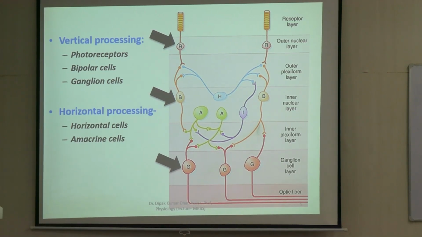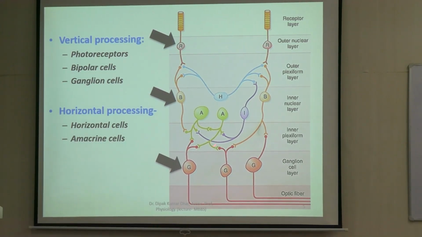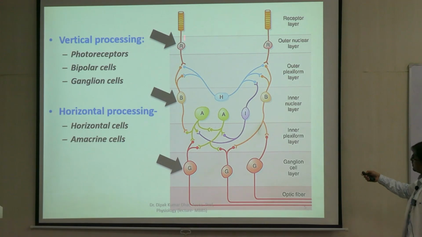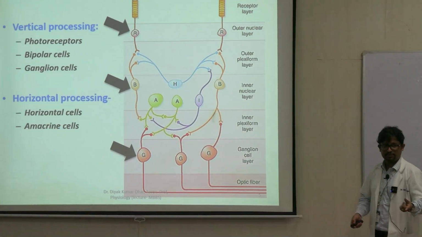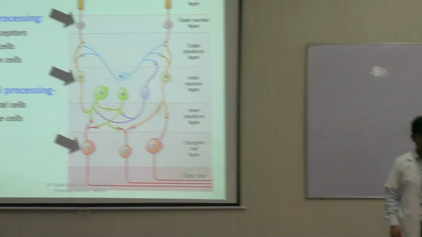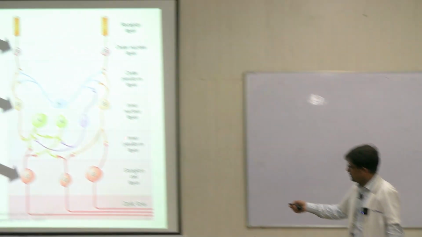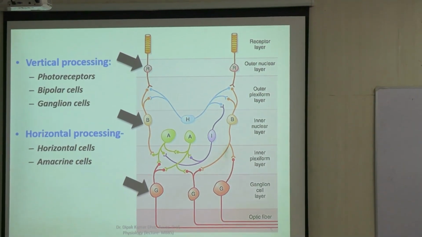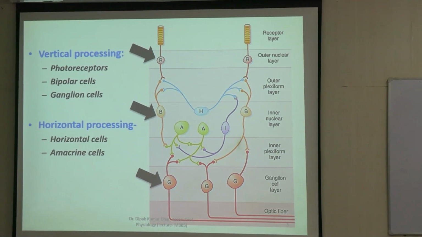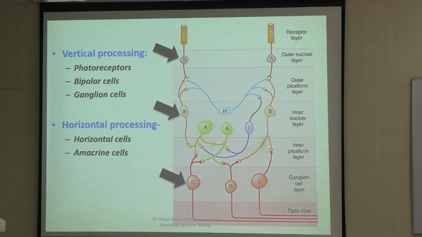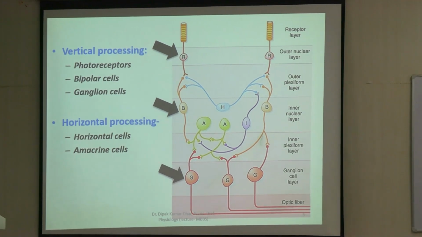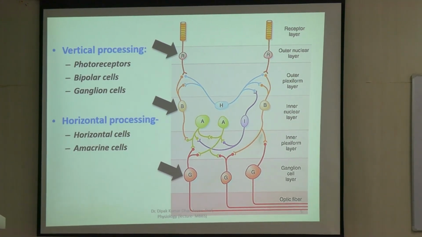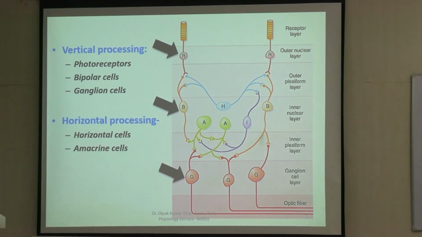Horizontal processing, बीच में एक और layer of processing is there. In the first outermost plexiform layer, horizontal processing happens with the name of cells which are called as horizontal cells. And in the inner plexiform layer, we have the amacrine cells. So what is the function of this? Horizontal cells and the amacrine cells, they perform the function of lateral inhibition. Lateral inhibition का मतलब क्या?